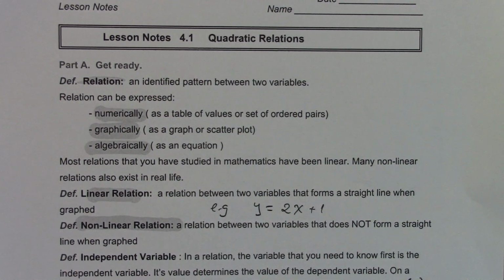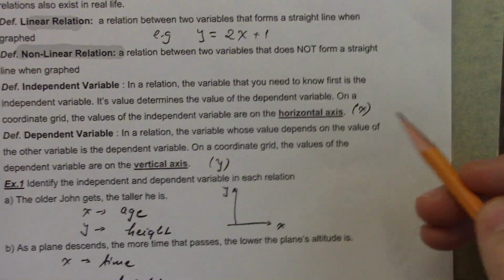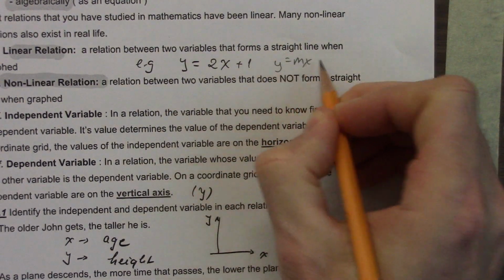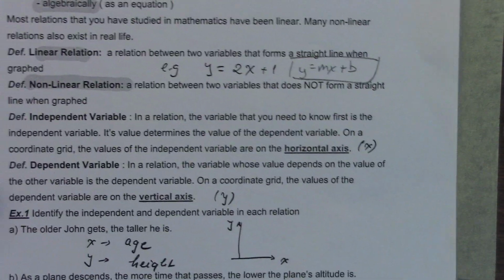So a linear relation is a relation between two variables that forms a straight line when graphed. An example here, we have y equals 2x plus 1. Also, the formula that you all know and love, y equals mx plus b. Okay, that is our linear formula.